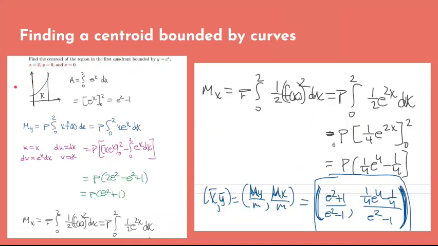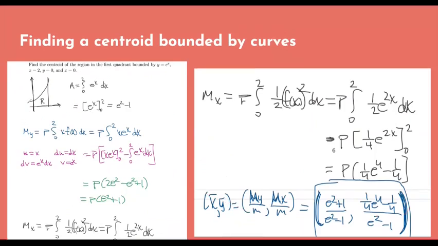It almost looks like a disk, washer, or shell method question. Still remember those old things that we knew from those days when we were learning about that. So find the centroid of the region in the first quadrant bounded by e to the x, x equals 2, and both the axes.